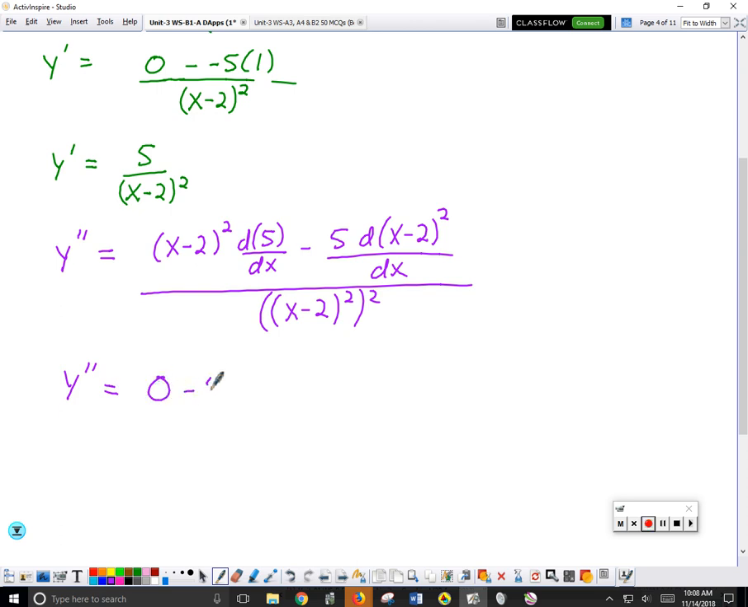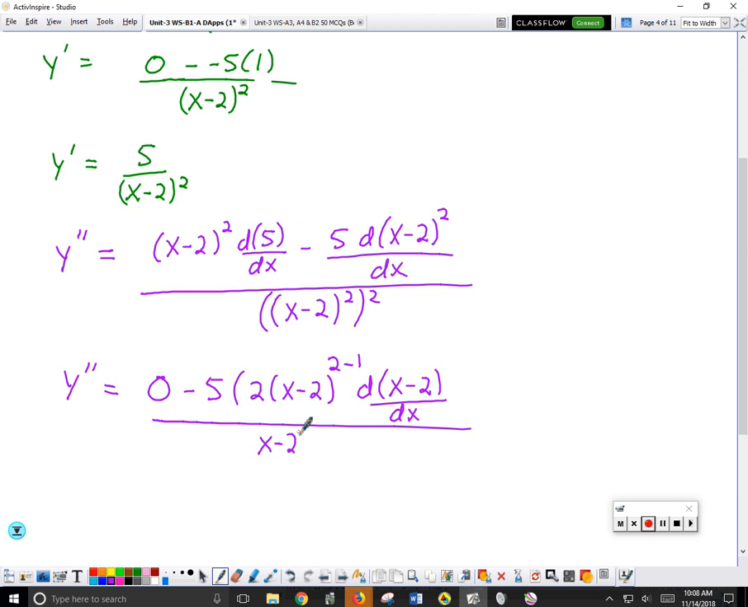Zero minus 5. Now use the power rule. 2 multiplied by the x subtract 2. The new exponent is 2 subtract 1, multiplied by the derivative of the x subtract 2, all divided by x minus 2 to the 4th. Because x minus 2 squared, squared does mean what I was saying before: x minus 2 times x minus 2 times x minus 2 times x minus 2.